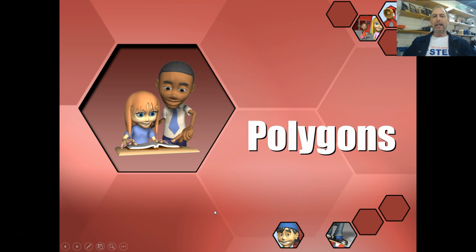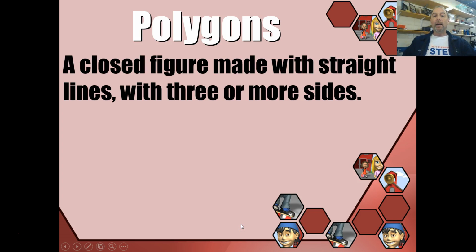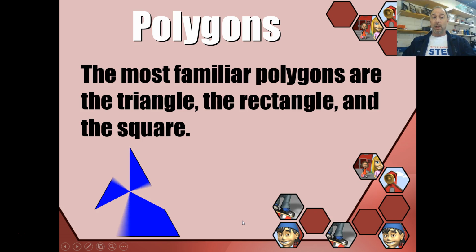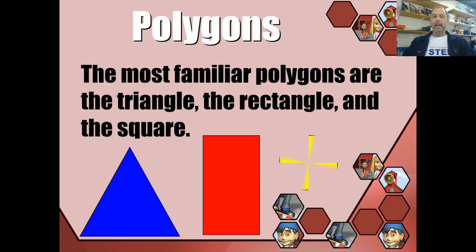Our next section is polygons. Hey, where's poly? Okay, I tried. A polygon is a closed figure made with straight lines with 3 or more sides. That is to say that the most familiar polygons, of course, are the triangle, the rectangle, and our little buddy, the square. But we can have all kinds of shapes so long as they have 3 or more sides. Now, the only shape that doesn't fit in this category is a circle, because a circle only has one side. It goes all the way around, no corners, thus one side.